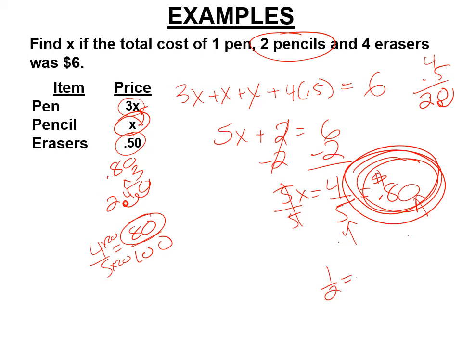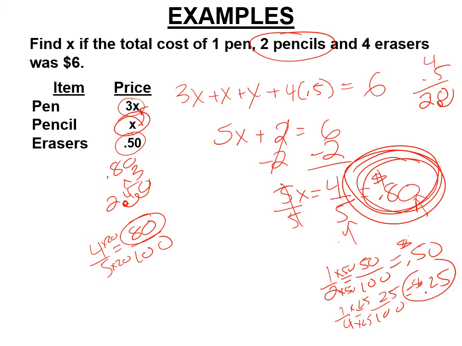What would half a dollar be? Right, half a dollar would be 50 hundredths or 50 cents, right? What would a fourth of a dollar be? Do that on your own. Well, 4 times 25, it would be 25 cents, okay?